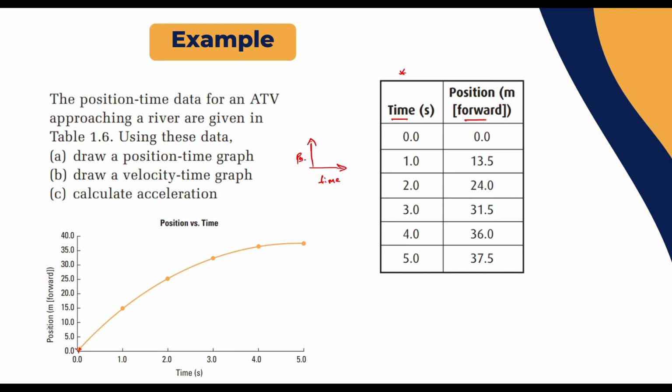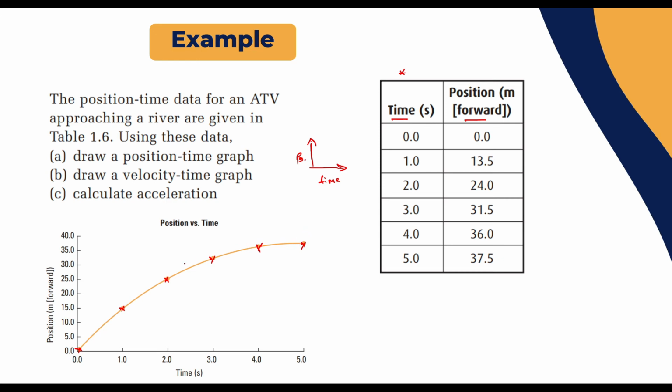As you can see here, time on the x-axis and position on the y-axis. At 0, 0, time is 0, position is 0. At time 1, position was 13.5 over here. At time 2, it was 24 meters. At time 3, it was 31.5 meters. At time 4, it was 36 meters. At time 5, it was 37.5 meters forward.